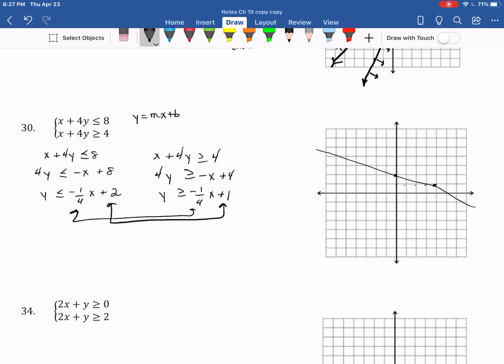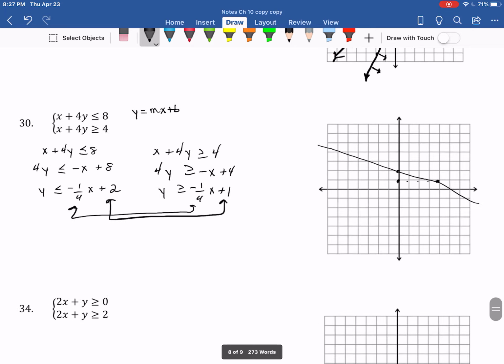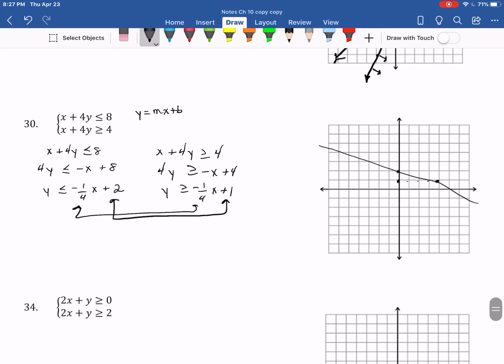Because you have the same slopes but different y-intercepts, you are going to have parallel lines. The other line is going to be parallel. Let's see if I can do this. Oh, that's so bad. Okay, you get the idea? Parallel lines are not going to cross because they have the same slopes but different y-intercept locations.